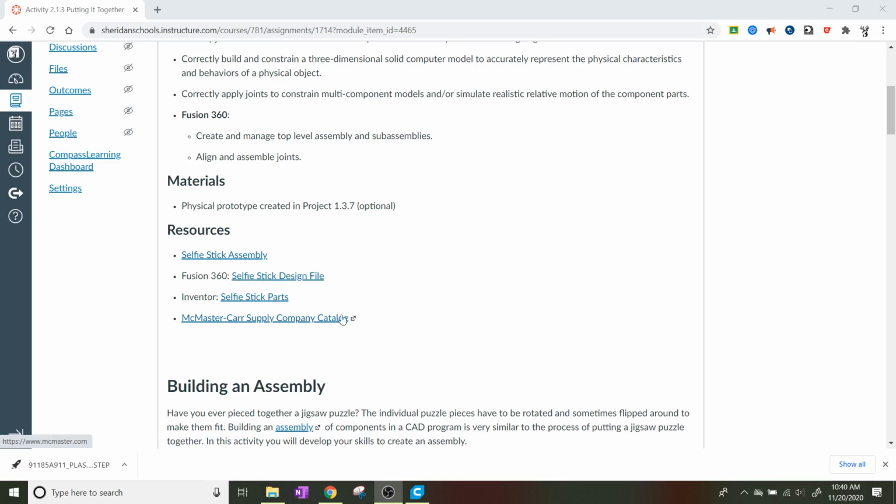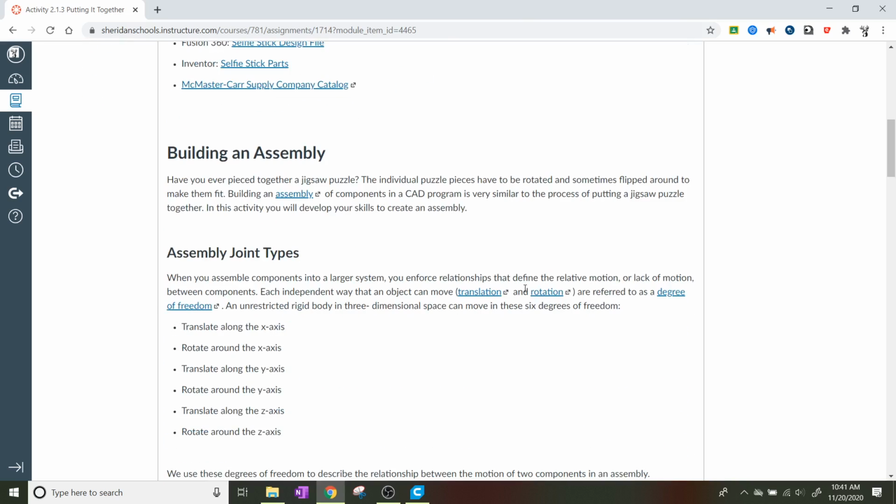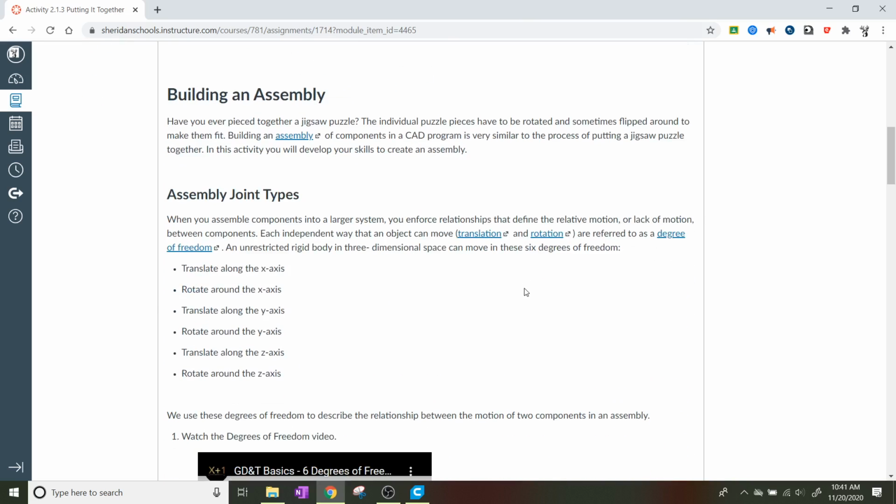There's also the McMaster-Carr Supply Company catalog, where they're going to make us look up a screw, download it, and actually find it. And there's also a selfie stick assembly. I think that's a CAD file or a drawing file, if I remember correctly. Anyway, we're going to be taking individual parts and snapping those parts together in CAD software.